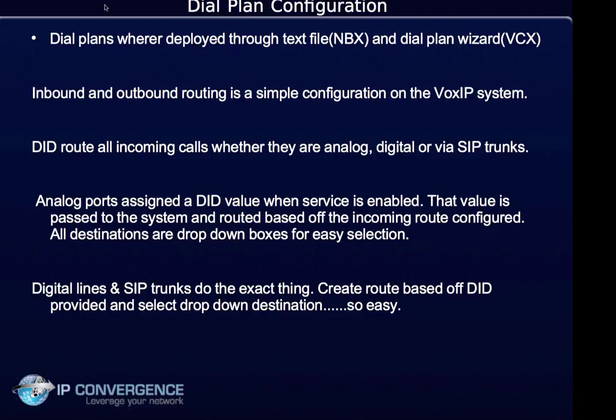On the VoxIP system, inbound and outbound routing is done through a GUI interface. All you have to do is create an inbound route or an outbound route and tell it where you want to go for the destination. Inbound routing is as simple as grabbing a DID number and routing it to the destination. It's a drop-down, whether it's an auto attendant, a hunt group, or an individual user for their own DID. It's very simple to use and intuitive.